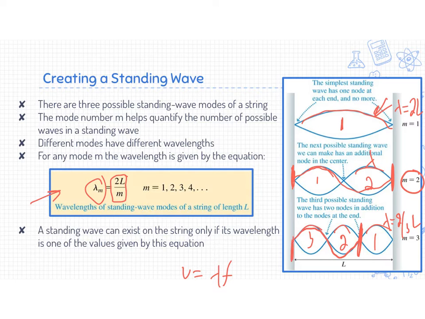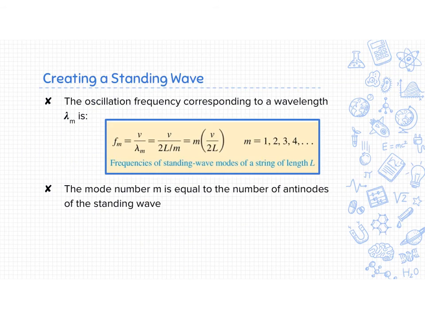So the frequency that I have these waves going up and down will determine how my standing waves can form. So when we're creating this standing wave, the oscillation frequency has to be formed from velocity equals frequency times wavelength, and this is 2L over m, like we saw from the previous slide, where the mode number is the number of antinodes. That's the only way we can get a standing wave on a string.